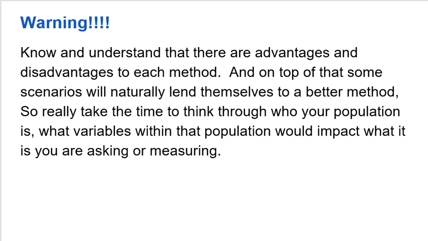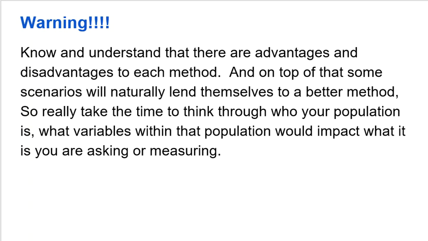All right, one more warning. Know and understand that there are disadvantages and advantages to every method. They're all great. They're all random, which is what we're looking for. But sometimes a certain situation might lead to a cluster being better than a stratified, or a simple random being better than all of them. It all depends on the situation at hand. So you have to know how to read a problem and know what you're doing.